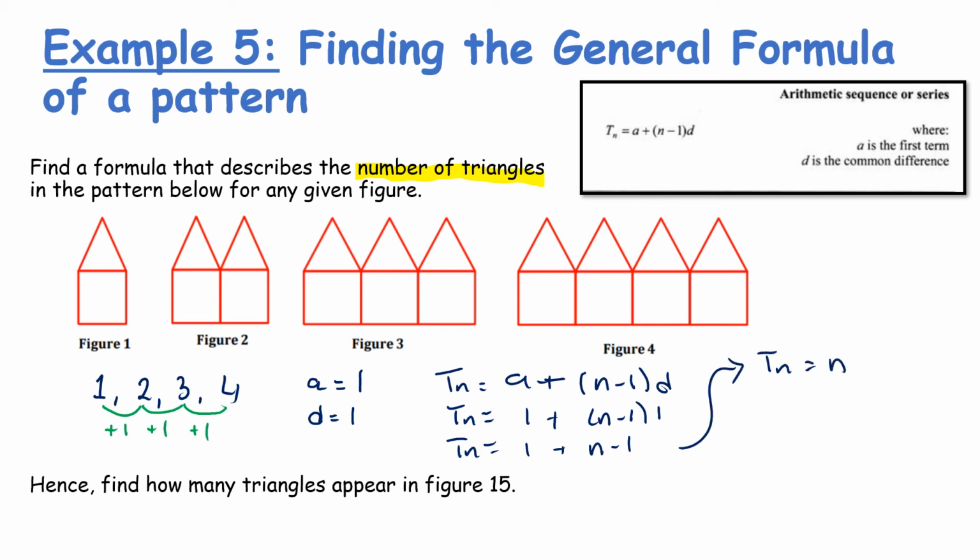And you might see that in the first pattern there is 1 triangle, in the second pattern there is 2 triangles, and so on. So how many triangles appear in figure 15? We're asking for T15, which is simply 15. This question could also be asked as the total number of shapes, which would then change this because you're adding the little rectangle plus the triangle, so it would be 2, 4, 6 and so on.